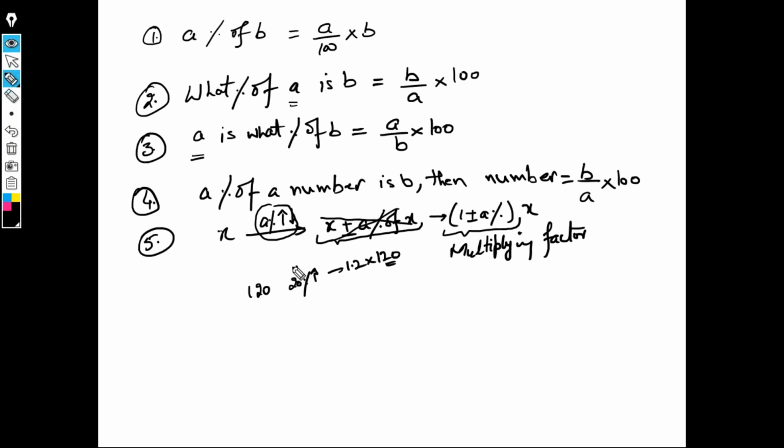In this case, in order to convert a value to a multiplying factor, just convert the percentage increase or decrease to either decimal or p by q equivalent. So 20% can be written as 0.2 or it can be written as 1 by 5. So if there is an increase, add 1 to it. If there is a decrease, subtract the value out of 1. So as I said, for a 20% increase, 1 plus 0.2 results in 1.2, or you can also write 1 plus 1 by 5, which is going to be 6 by 5. I hope this part is clear to each and every student.